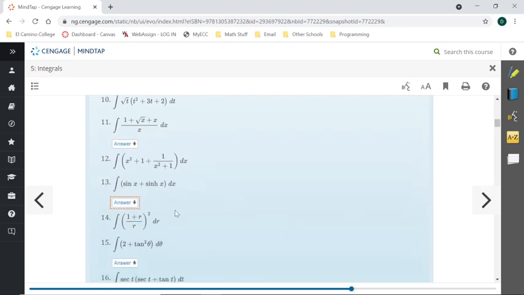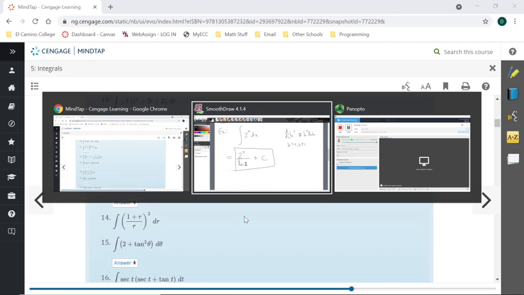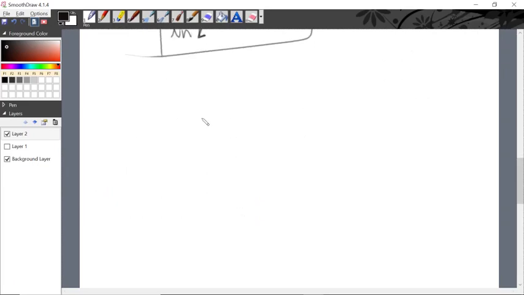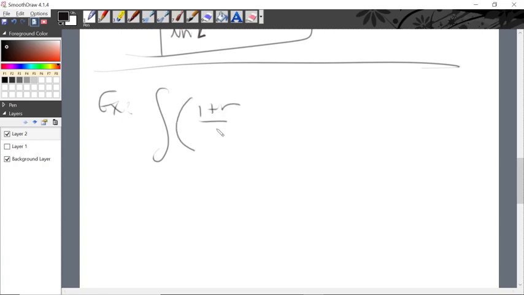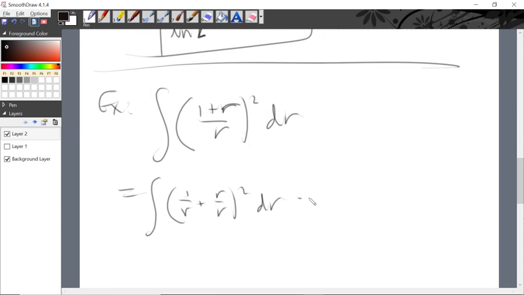Here we have a quotient contained inside of a square. What should we do? First thing, let's try to simplify it. How about writing this as 1 over r plus r over r? That's 1 over r plus 1. Then FOIL to expand it. Let's try that one out. Apply a little algebraic technique here. The integral of 1 plus r over r quantity squared dr. Okay, so we'll apply some algebra here. First, we're going to write this as 1 over r plus r over r quantity squared dr. That's the integral of 1 over r plus 1 quantity squared dr.